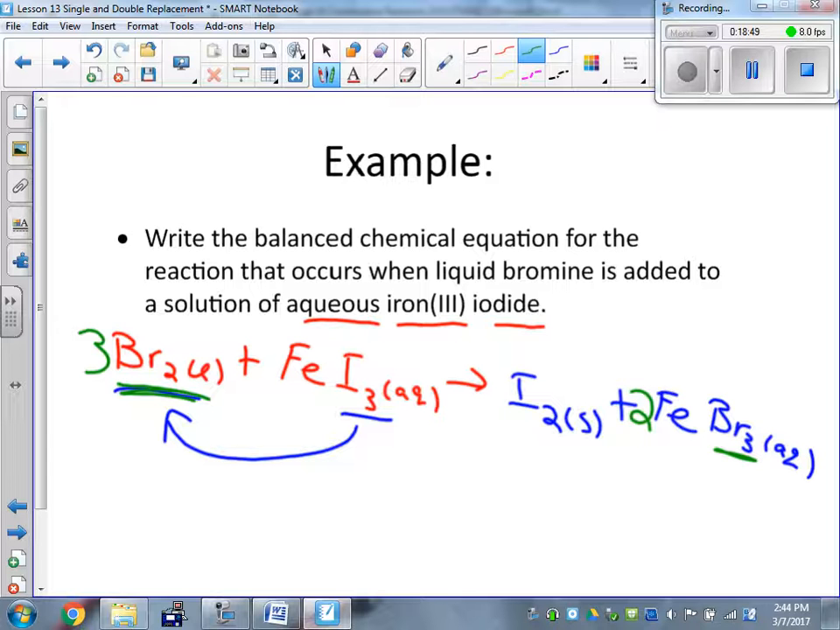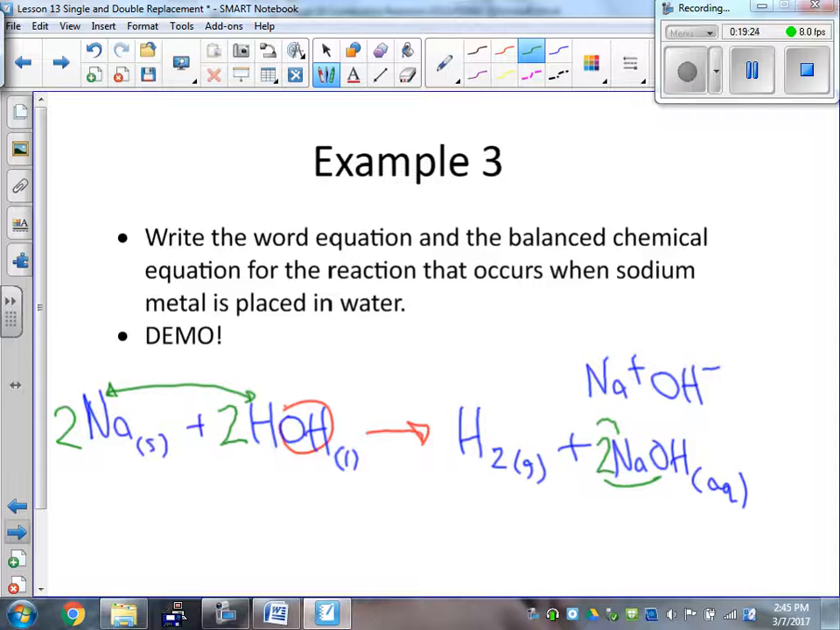I now have how many Fe's here? 1. I have 2 Fe's here, so I'm going to put a 2 here. And then I have 6 I's, and these come in 2's, so I need to put a 3 there. That's kind of a tricky balancing one for sure. So in that case, the non-metals switch places. Not very common. Might give you some practice on that, but not as common as the metals switching places. Good? Okay. Next. Let's talk about this one.